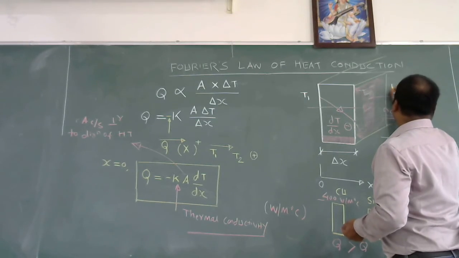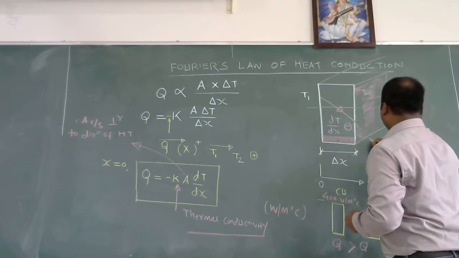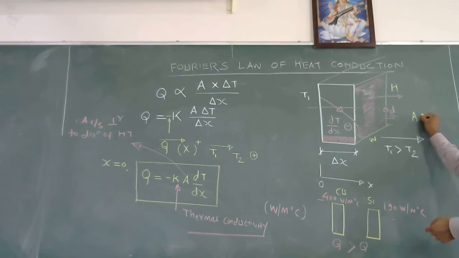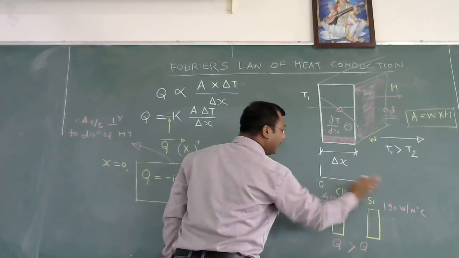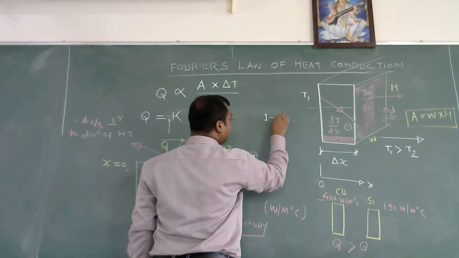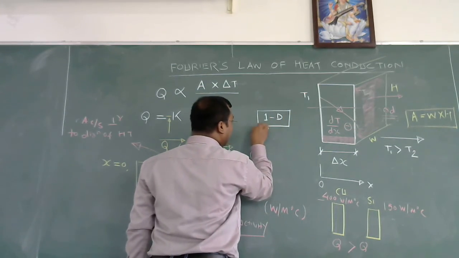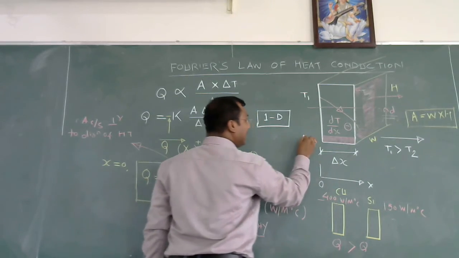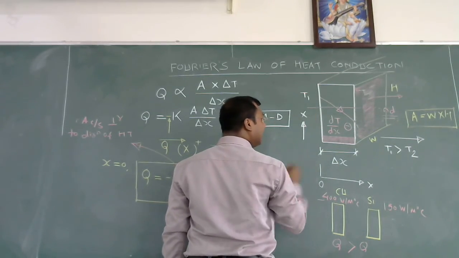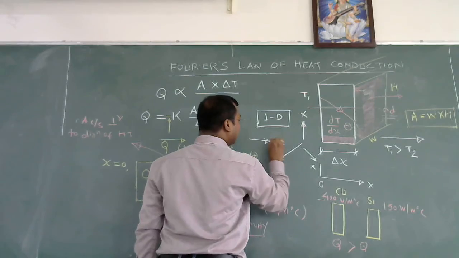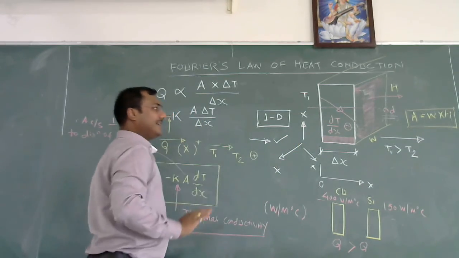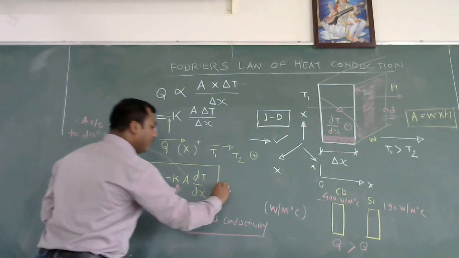For example, if the wall has height h and this is the width of the wall, the cross section area will be W into h. So this is very important to understand, W into h. Why am I taking this area? Because I am considering the heat transfer is in the positive direction of the x-axis. This I will call 1D, which means one-dimensional heat transfer, only in this direction. There is no heat transfer in any other direction. I am only considering heat transfer in one direction, the positive direction of the x-axis. So this becomes your Fourier's law of heat conduction.